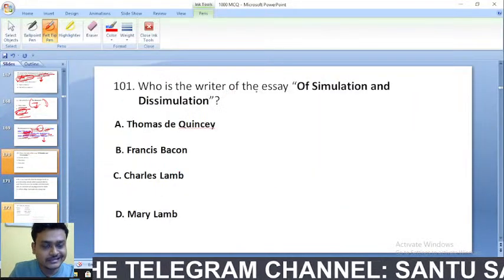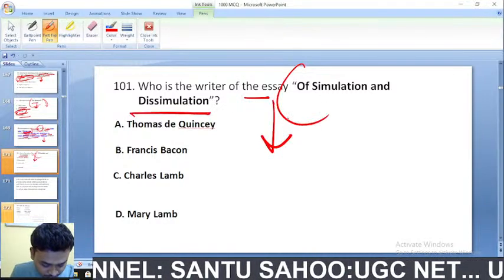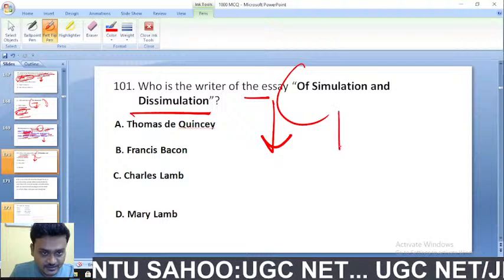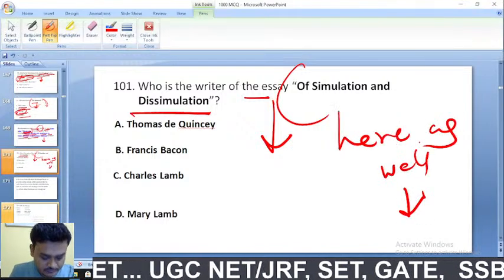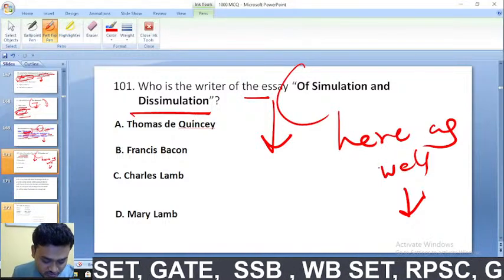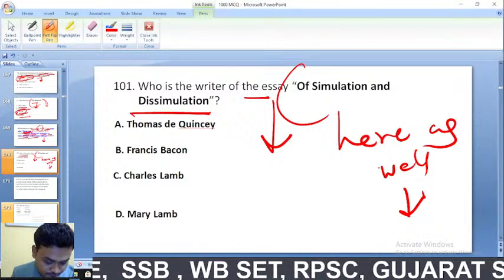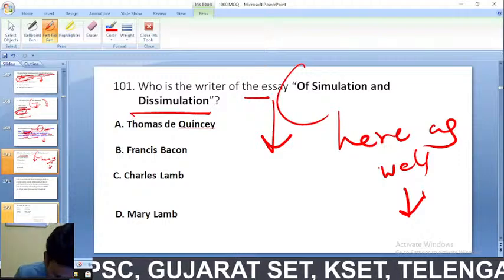Who is the writer of the essay of simulation and dissimulation? But we'll be providing the PDF to the paid students, okay. Got it? We'll be providing the PDF to the paid students.